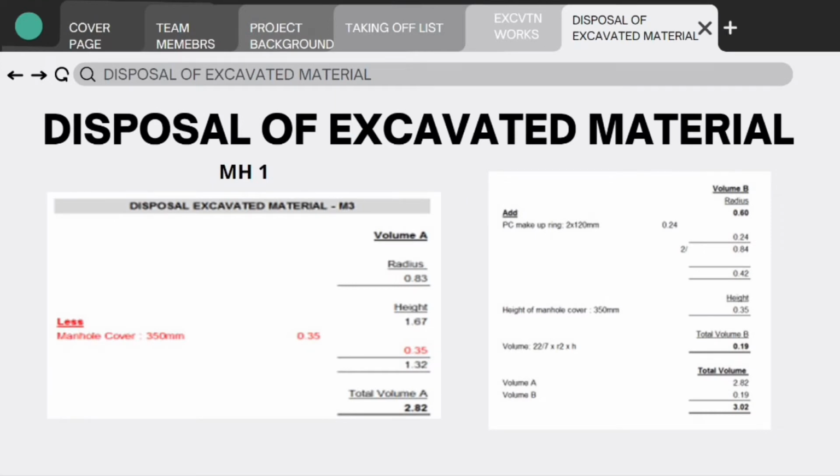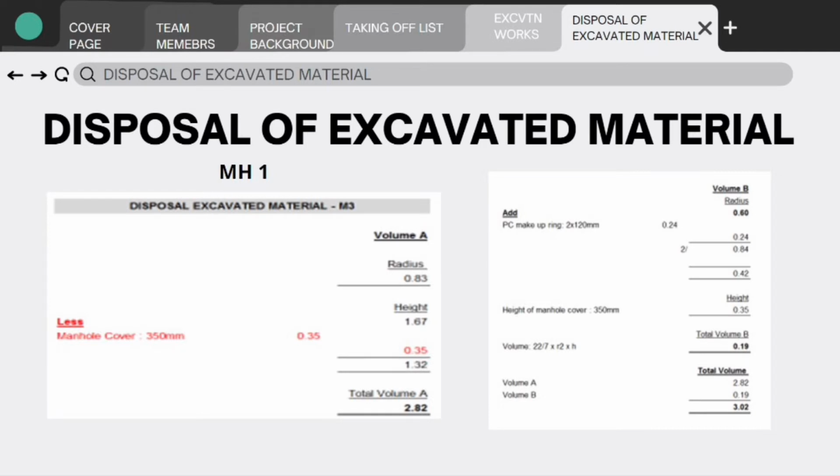Disposal of excavated material. For MH1, we have divided it into two parts, volume A and volume B. For volume A, the radius 0.83 is taken from the excavation pit radius. For height, 1.67 is also taken from the excavation pit, but we deduct the manhole cover, which is 350 mm, to get a total height of 1.32. Total volume A is calculated using the formula pi r squared h, which is 22/7 times radius 0.83 squared times 1.32, giving a total volume A of 2.82.